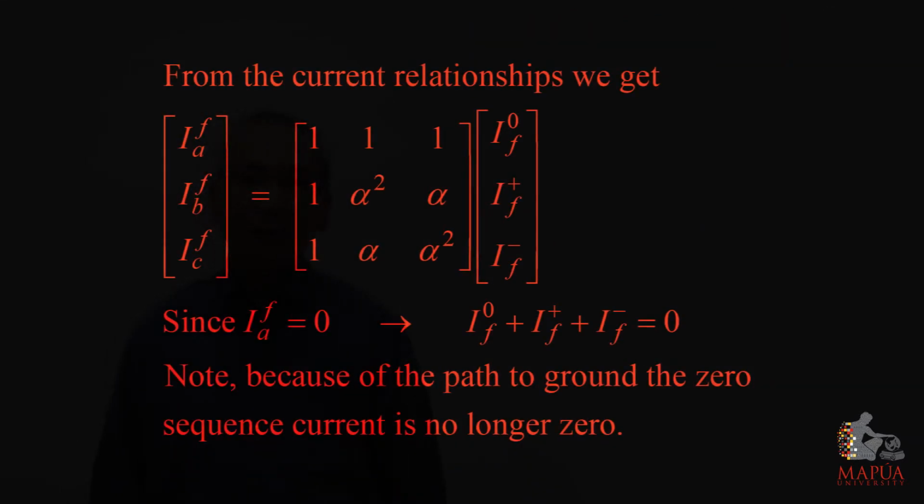From the current relationships, we can now compute the phase currents to be equal to the product of the A matrix and the sequence fault currents. Now, since IA is equal to 0, we can say that the sequence fault currents sum to 0. Note that because of the path to ground, the zero sequence current is no longer 0.